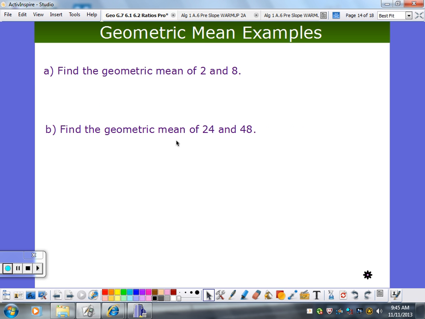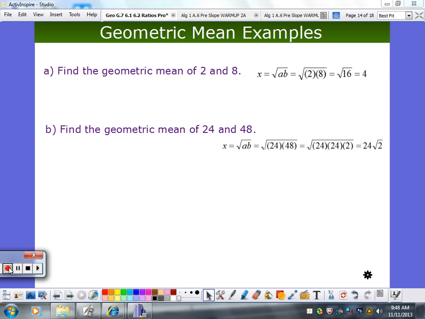All right, so go ahead. Find the geometric mean of 2 and 8, and then find the geometric mean of 24 and 48, using that new formula. Remember, you multiply the two numbers and take the square root. If it's not a perfect square, give it to me in simplest radical form. Go ahead and give that a try.